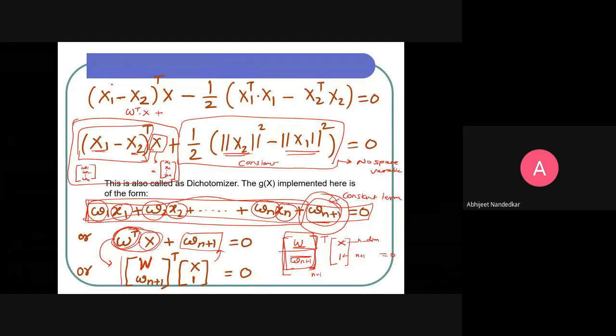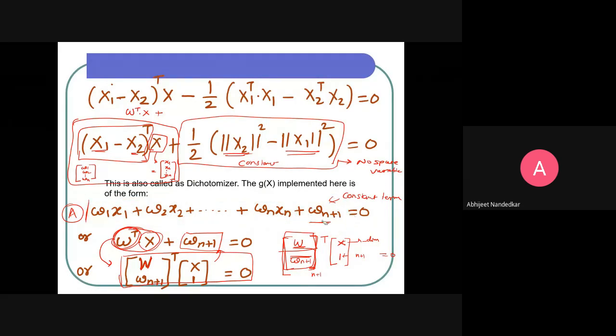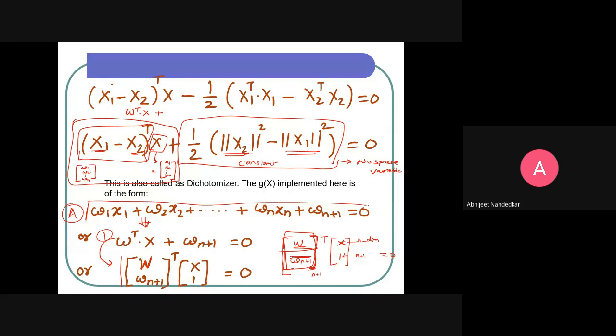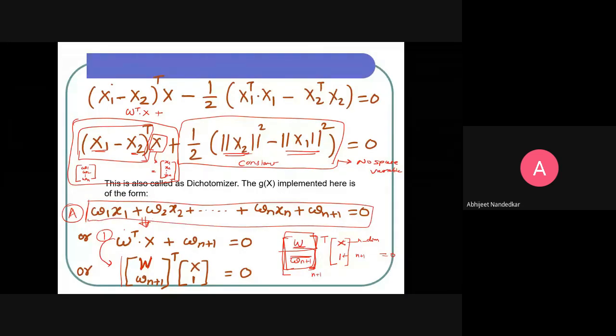So this will give you another form of the same equation. Suppose I call this A. This equation A can be written in vector form in two ways. The first way is W transpose X plus w_{n+1} equal to 0.